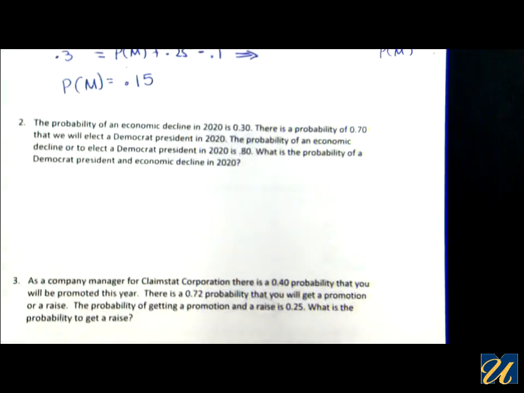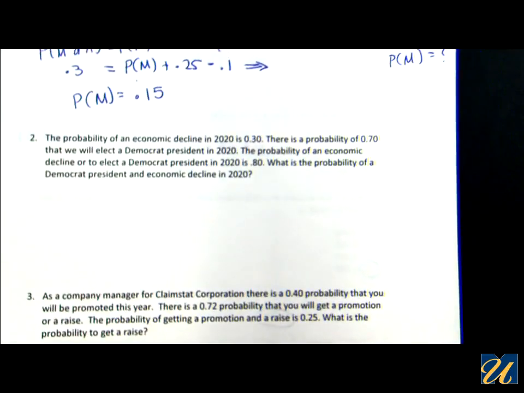Now, the probability of an economic decline in 2020 is 0.3. The probability is 0.7 that we will elect a Democrat president in 2020. The probability of an economic decline or to elect a Democrat president in 2020 is 0.8. What is the probability of a Democrat president and economic decline in 2020?